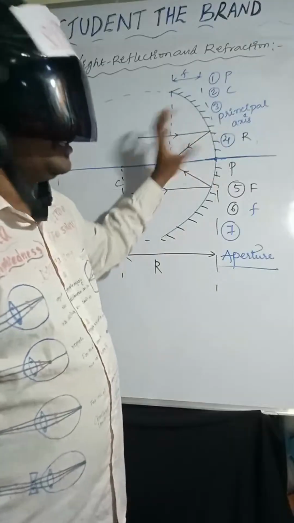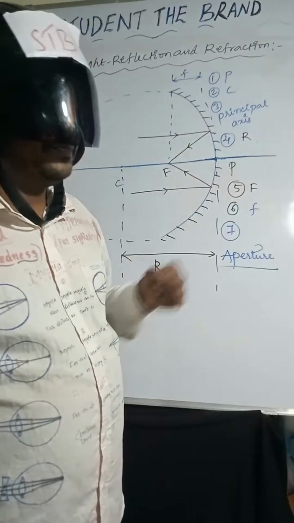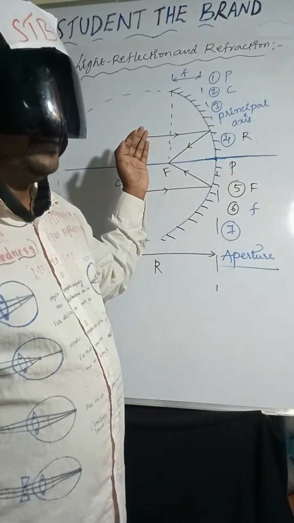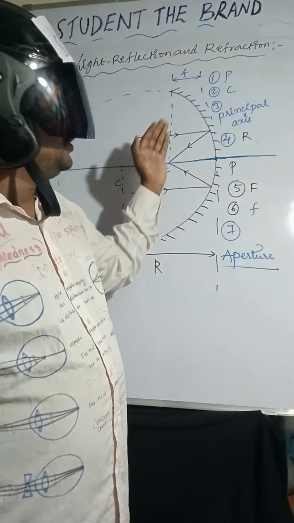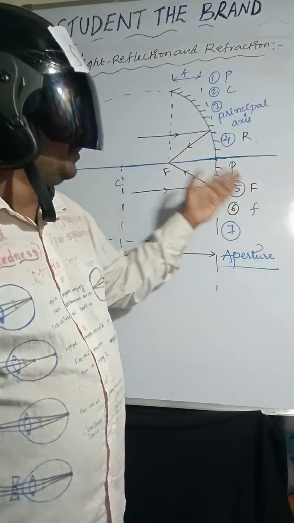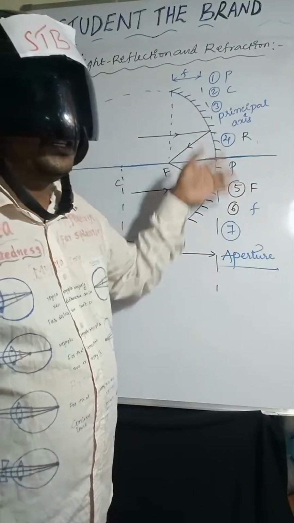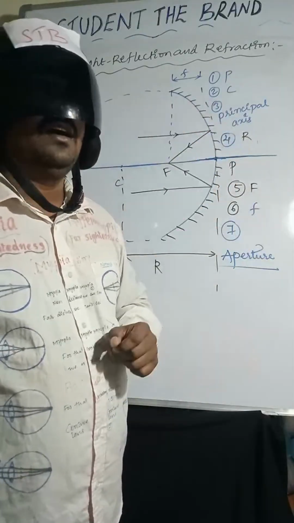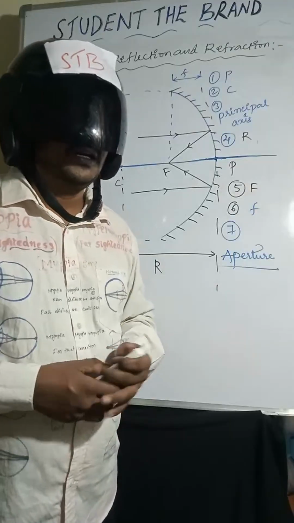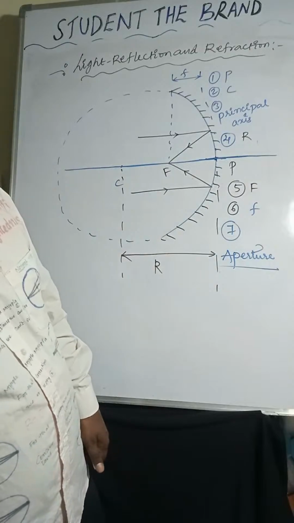After reflection, all light rays will meet at one point on the principal axis, that is called principal focus or focus. The distance between focus and pole is called focal length. The width of the mirror is called aperture. So this is about terms related to spherical mirror.